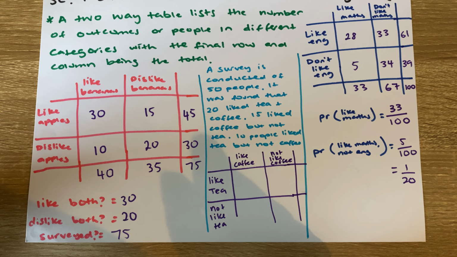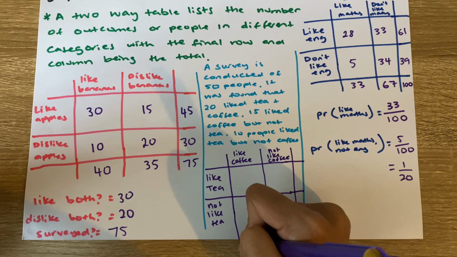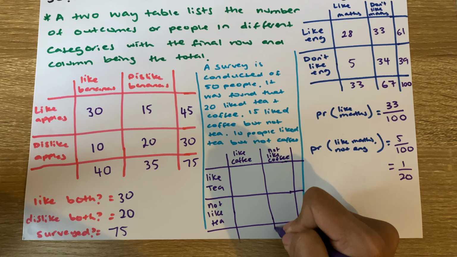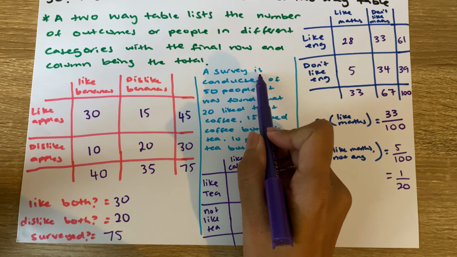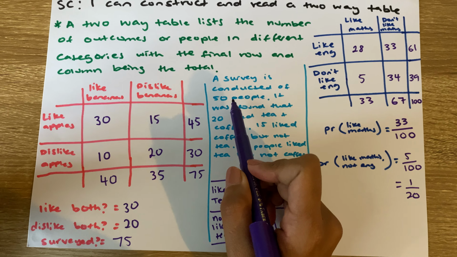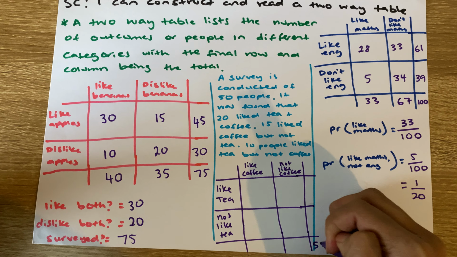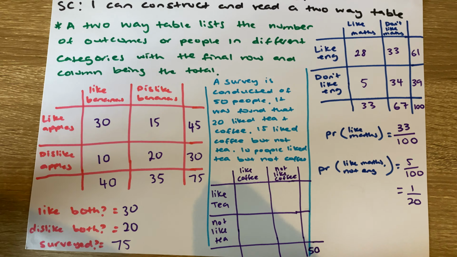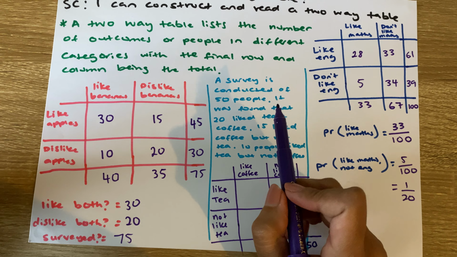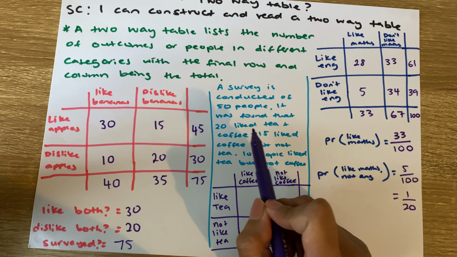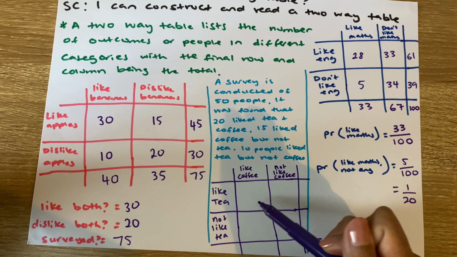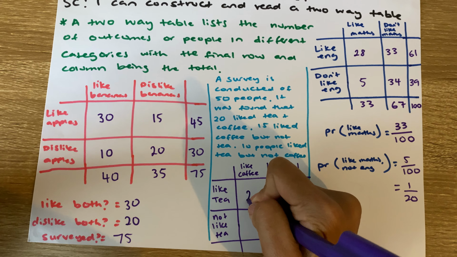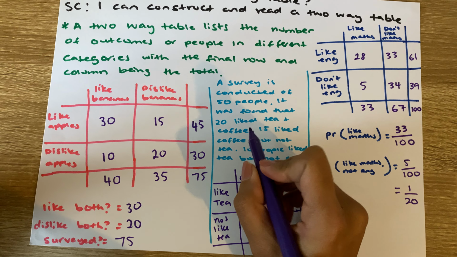All right, so now to fill out our two-way table, we're going to look at our information. So a survey is conducted of 50 people. So we know there's 50 people. Straight away, this bottom right number is going to be 50. Okay, that's our total. It was found that 20 liked tea and coffee. Okay, so 20 liked tea and coffee, which means it's going to go in this one over here.